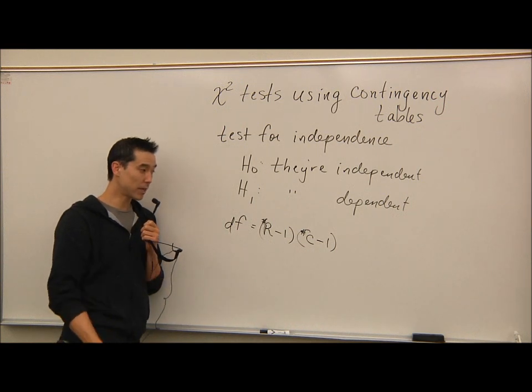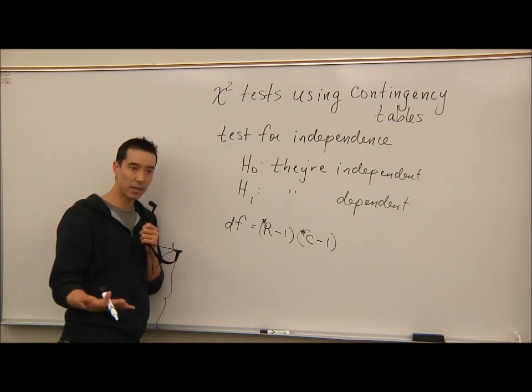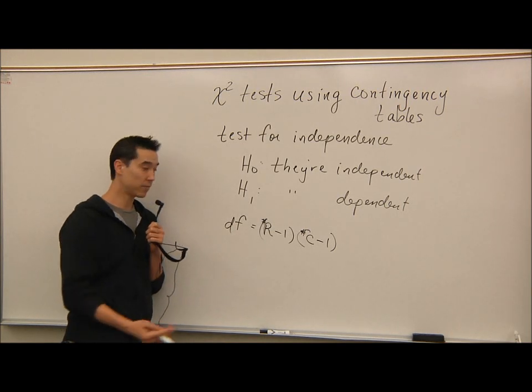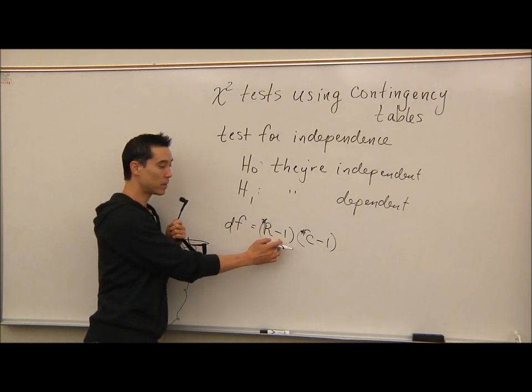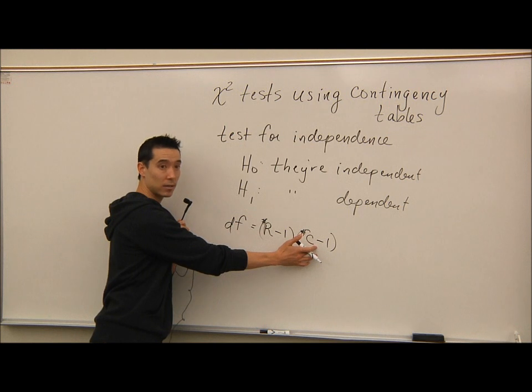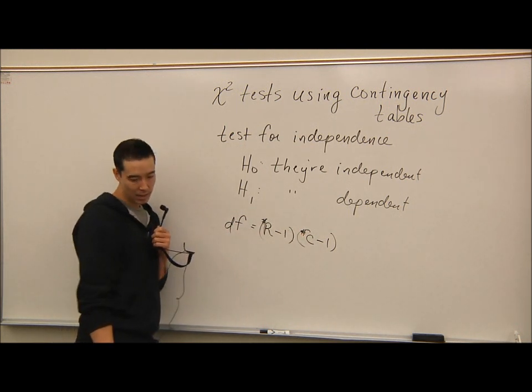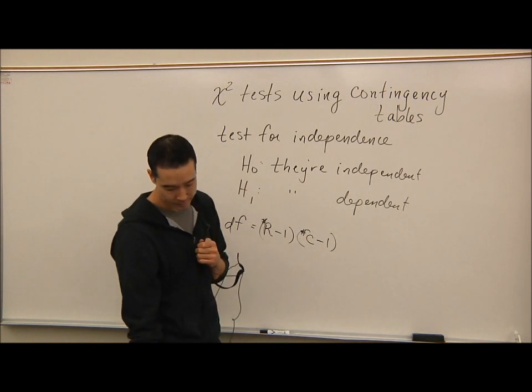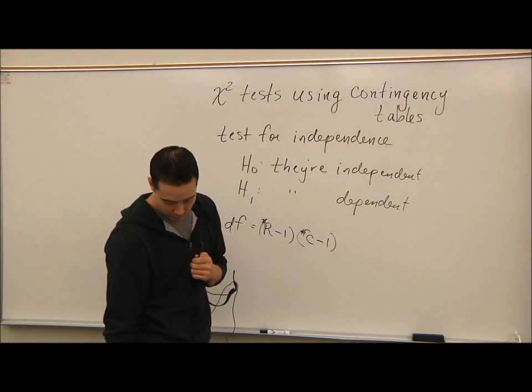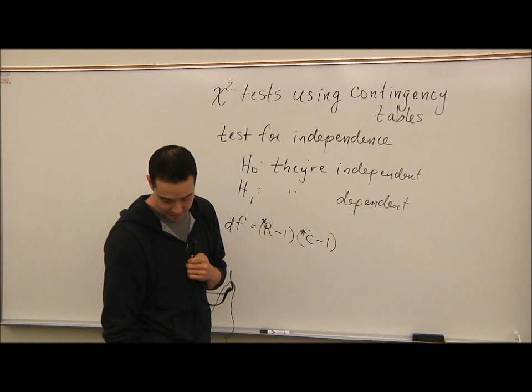So when you see your matrix or your table, you'll see how many rows you have, you'll see how many columns you have. You'll take the number of rows minus 1 times the number of columns minus 1, and that will be your degrees of freedom for the problem, okay? Let's jump right into an example here. A random sample of 210 people were selected and classified. At alpha equals 0.05, test the claim that jogging and blood pressure are not related.